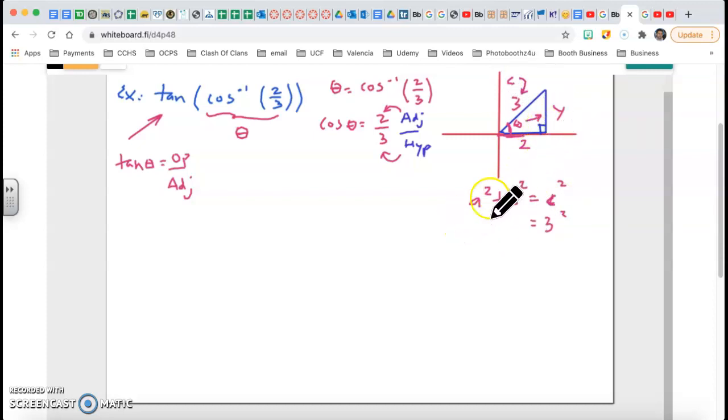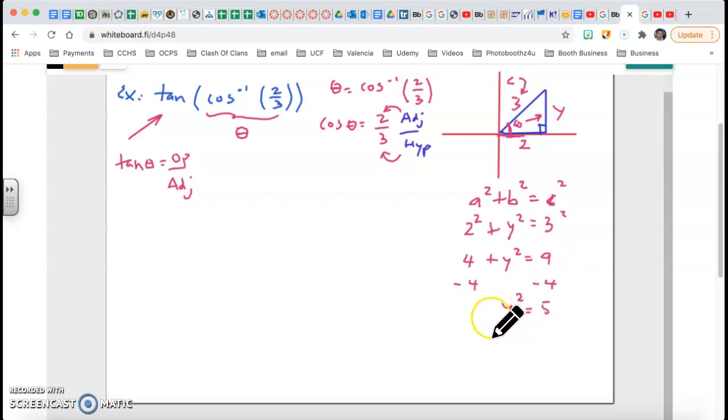The other 2 sides don't matter, so I'm going to call this 2 my A. And my B, in this case, I'm going to call the other leg, which is y. So I have 2 squared plus y squared equals c squared, which is my 3 squared. Let's solve this. 2 squared is 4. Y squared. 3 squared is 9. Leave the y by itself, minus 4 on both sides. And I have y squared equals 5.